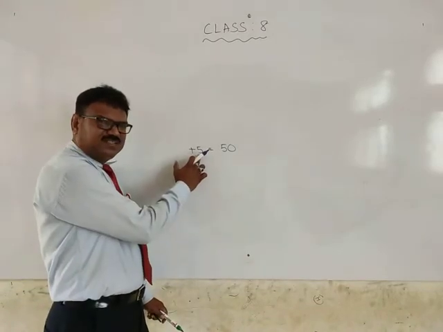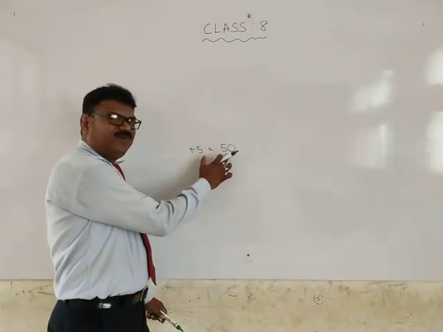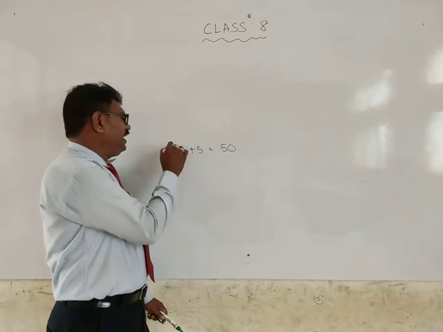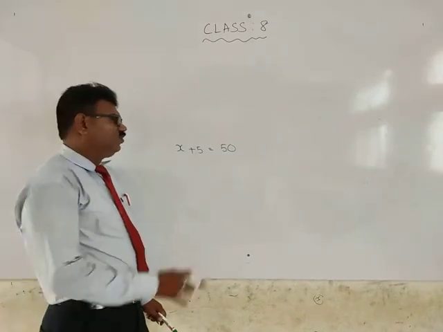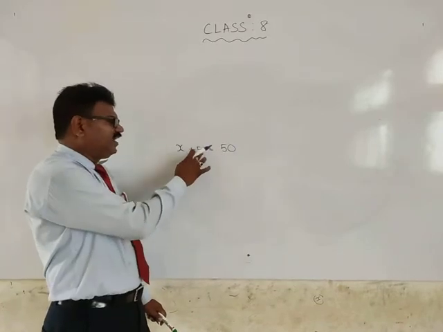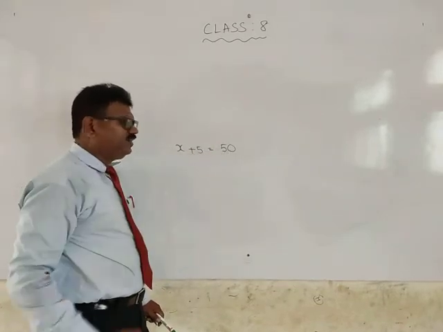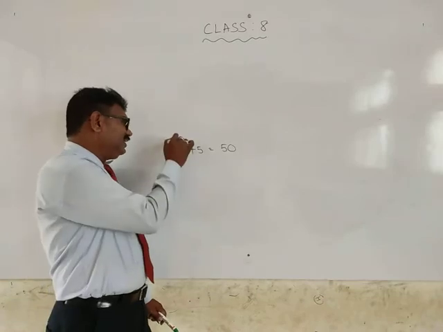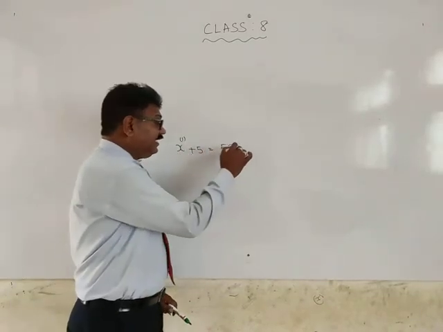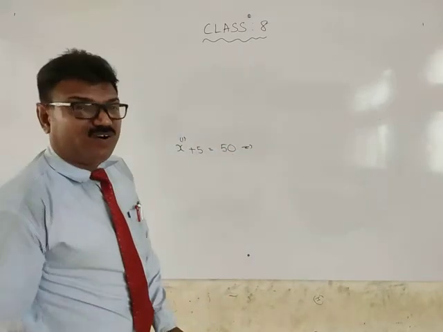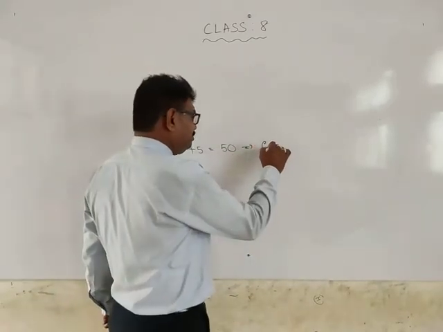After 5 years, my age will become 50. So for example, I don't know my present age, but the only thing I know is that after 5 years, my age will become 50. Here the power is 1. It is an example for an equation.